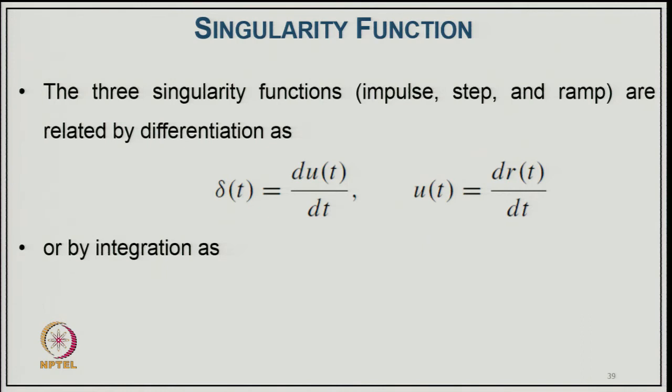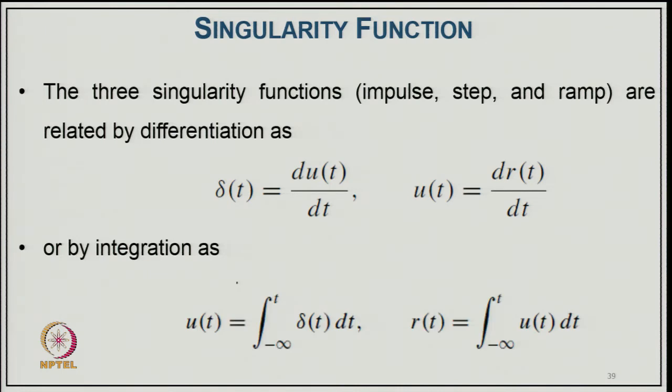These 3 singularity functions, impulse, step and ramp, are related by differentiation as delta t equal to du upon dt, and u(t) equal to dr upon dt. Or by integration, u(t) is the integral from minus infinity to t of delta(t) dt, and r(t) is the integral from minus infinity to t of u(t) dt. So they can be represented either as a derivative of the other function, or as an integration.